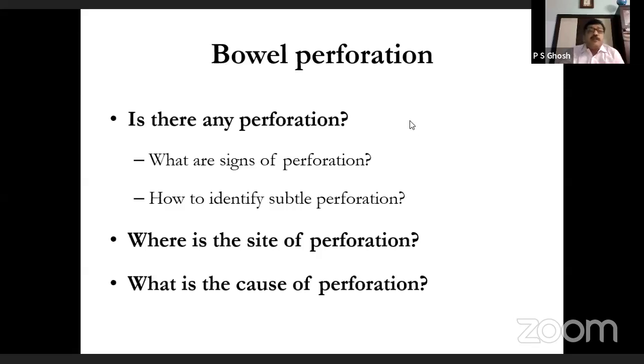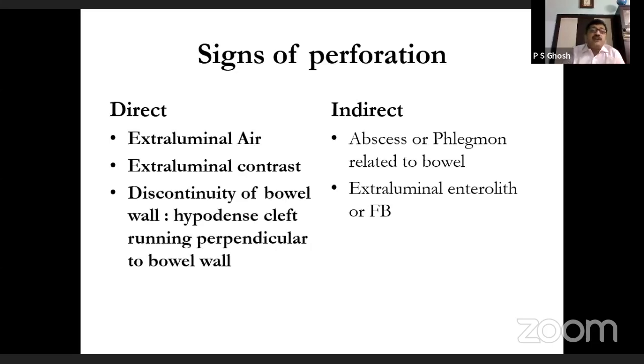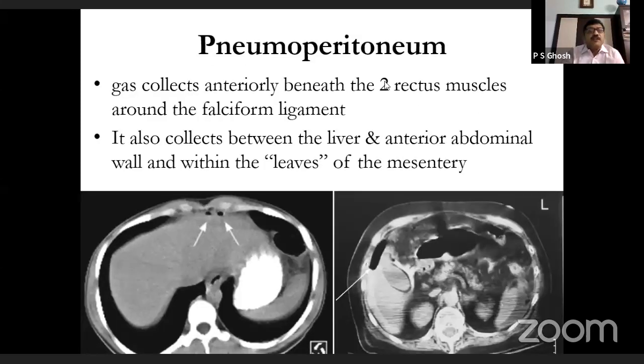Now, the next one is bowel perforation. Whenever we are dealing with it, the first question that appears in our mind is, is there any perforation? So we need to know about the signs of perforation, and most importantly, to identify subtle perforation features on an X-ray. Next is, what is the site of perforation, and if possible, the cause of perforation. Now, the signs of perforation: number one is extraluminal air. Extraluminal contrast, if it is present, gives a very good clue, as does discontinuity of the bowel wall. And indirectly, of course, signs of peritonitis or abscess formation, phlegmon, or a foreign body outside the lumen.